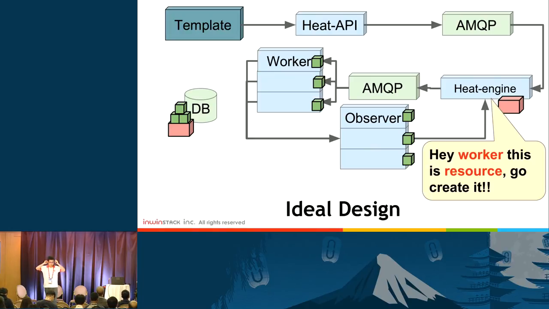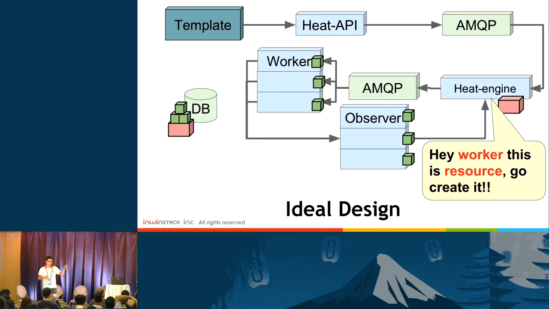But now convergence is up and running, under the beta release. The ideal design of convergence is that you go to your Heat engine. Now your Heat engine will tell the workers and the observers. You tell the workers, hey, this is one resource in my stack, go create it and tell me if it's ready.